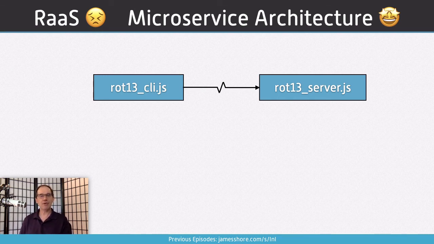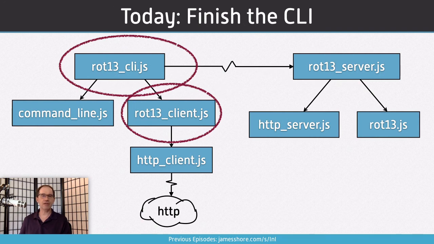So last time what we did is we built the HTTP client. We made a generic HTTP client that could talk to any server. We already had the command line. And so today we're going to build this specific Route 13 client that can talk to the server, and we're going to build the command line application on top of that. That's what we're going to work on today. And we're going to do this all in a way that can be tested without using mocks.